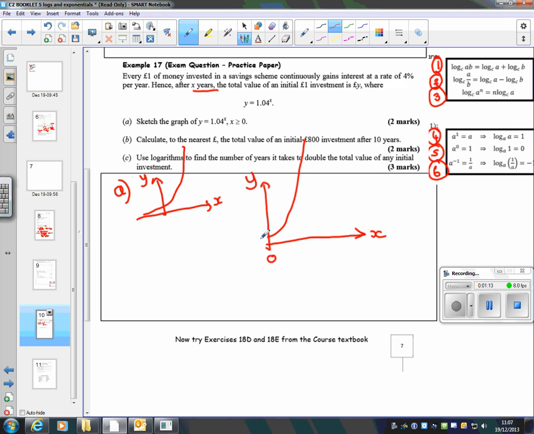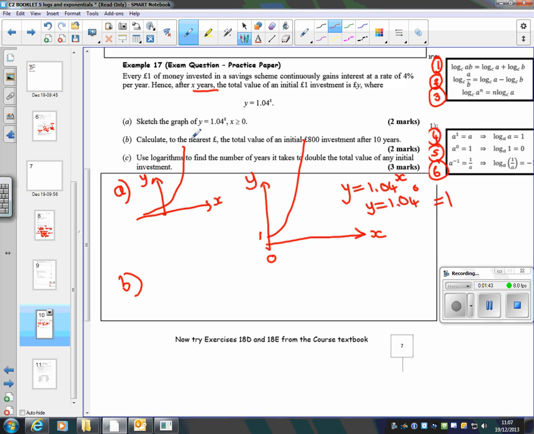And we also need to mark on where it crosses the y-axis. So our equation is 1.04 to the power x. And when x is 0, 1.04 to the power 0 is just equal to 1. So we know that on the y-axis the graph starts out at 1. So with it being worth 2 marks, they'll be looking for you to label the y-axis and get the general shape of the graph, but with no negative x values.